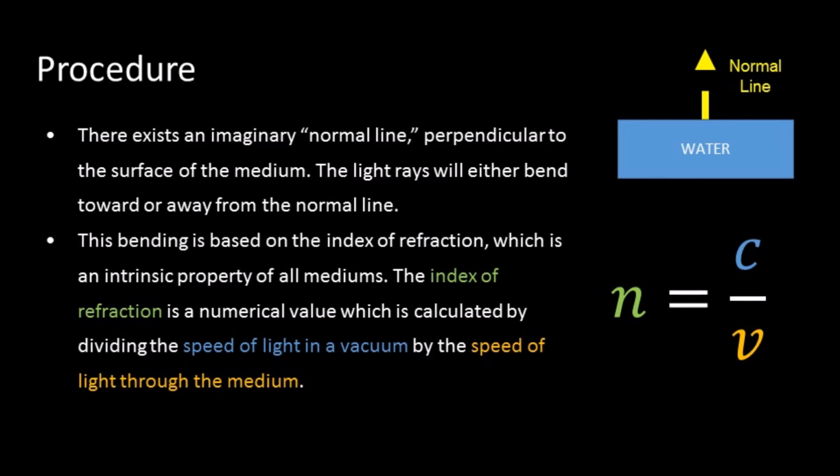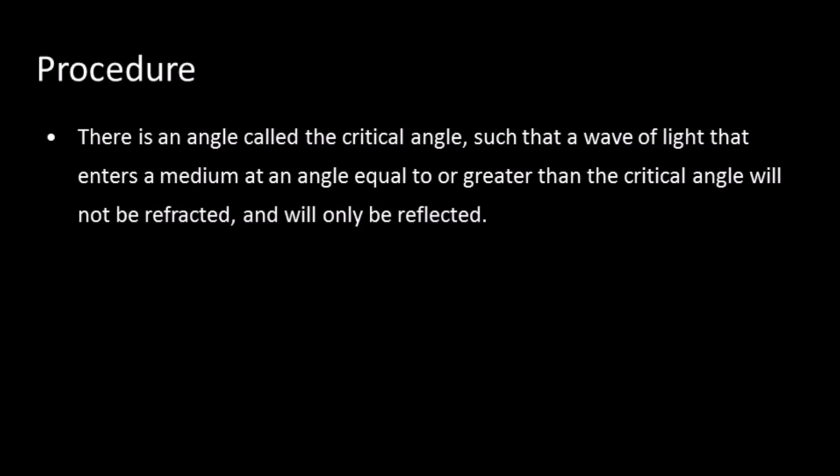The index of refraction is a numerical value which is calculated by dividing the speed of light in a vacuum by the speed of light through the medium. There is an angle called the critical angle, such that a wave of light that enters a medium at an angle equal to or greater than the critical angle will not be refracted, and will only be reflected.